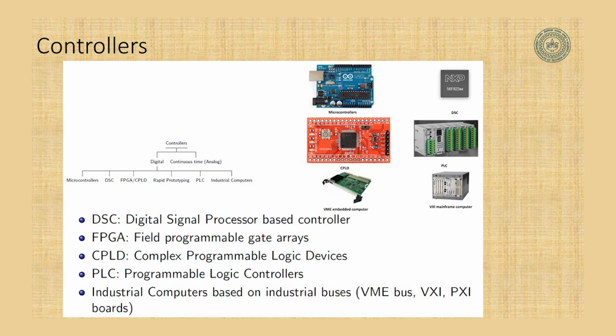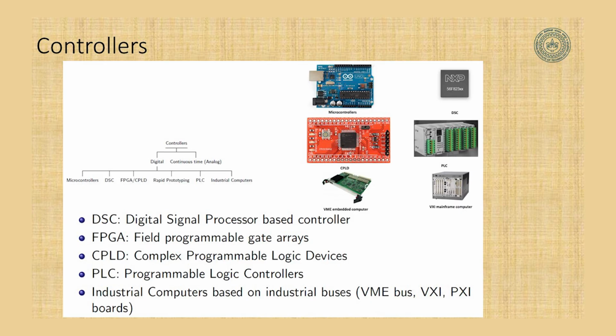Controllers are of different types. They may be digital or continuous time. Digital controllers again are of different types. Microcontrollers, DSCs or digital signal processor based controllers. Microcontroller examples are Arduino or your ESP8266 board, ESP32 board which I have shown you previously. Those are all microcontrollers.